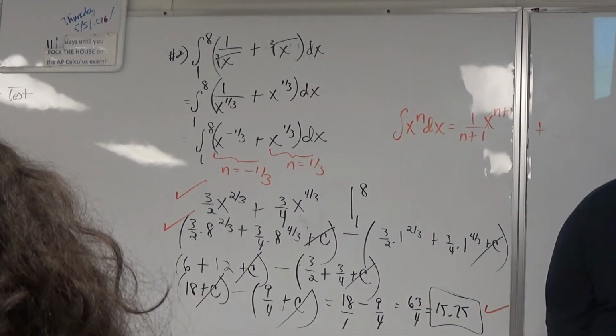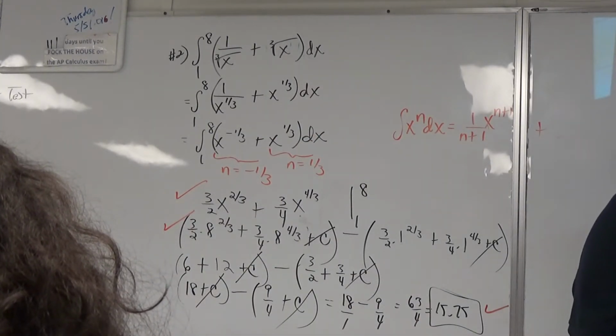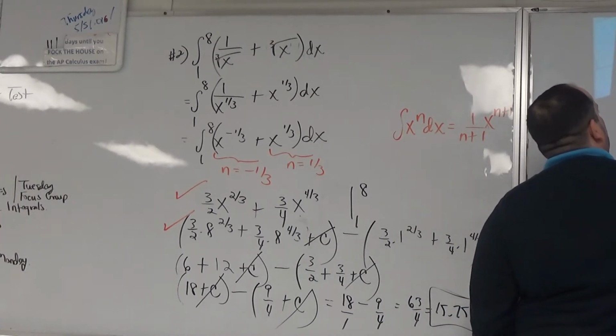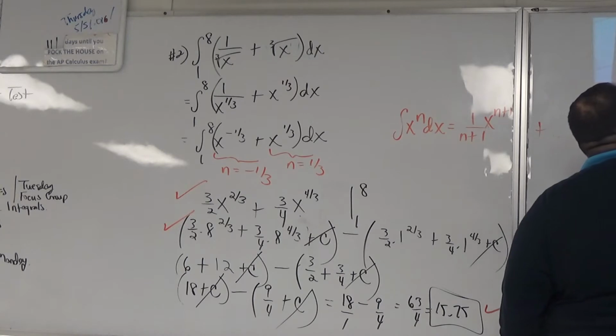So that's how we get to equate the antiderivative. Sine theta, negative cosine theta.